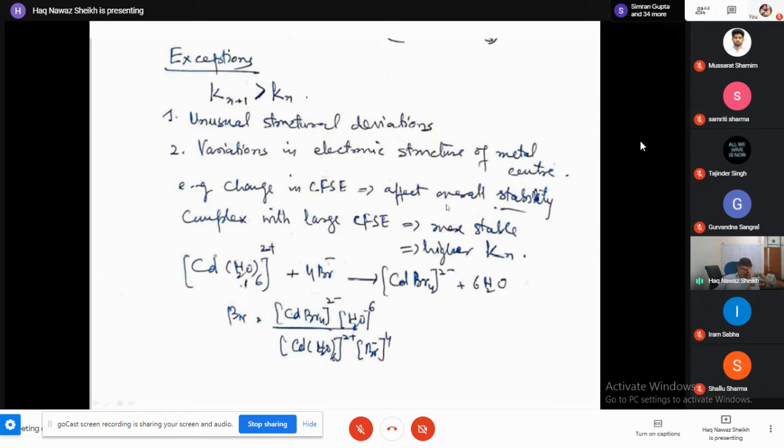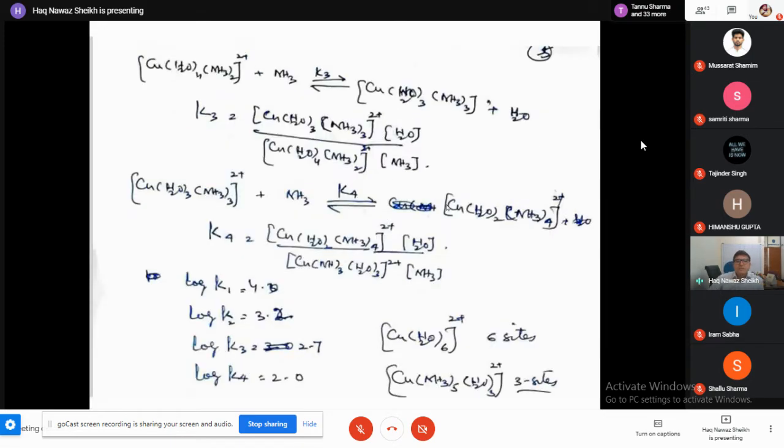Many times the reverse also happens, that in a complex which has 4 stepwise equilibrium constants, K4 has a higher value than K3. That also happens. And the reason for such behavior is that there are many times unusual structural deviations. For example, in the previous complex, when you have the 4th equilibrium constant, you have 3 water molecules and three ammonia molecules.